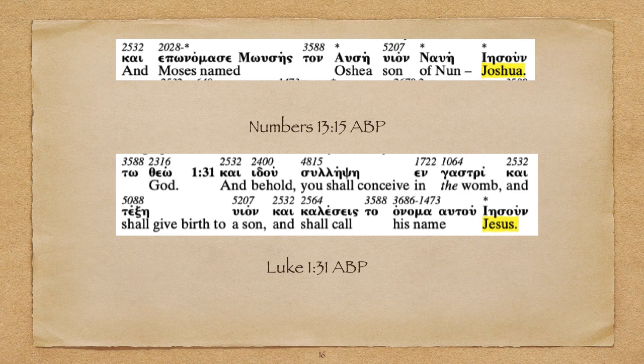Now, what's wonderful is that by having the Apostolic Bible Polyglot, which has both the Greek Old and New Testaments, one can compare the two texts. As you can see, the Greek spelling of Joshua and Jesus are the same, Jesus. The name Jesus, or Isun in the accusative, was translated from the Hebrew hundreds of years before the arrival of Jesus, as we've shown previously.